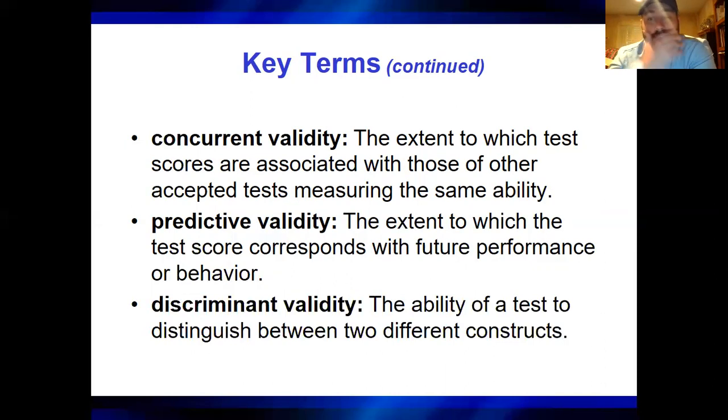Predictive validity is the extent to which the test score corresponds with future performance or behavior. So in other words, what we're doing now, does it have predictive validity, that down the road, is it still going to be a valid test to measure what we're looking at measuring? Discriminant validity is the ability of a test to distinguish between two different constructs. Again, is it distinguishing what we need it to distinguish, or is it just falling in line with everything else?